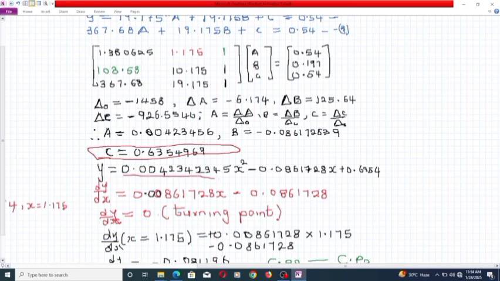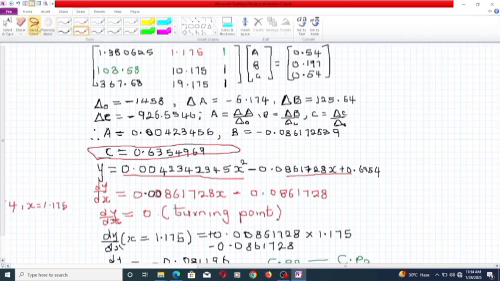We have 0.0042342945x squared minus 0.0861728x plus 0.6854. Okay, so these are the values we obtained from this particular equation. So this represents the equation of this parabola.